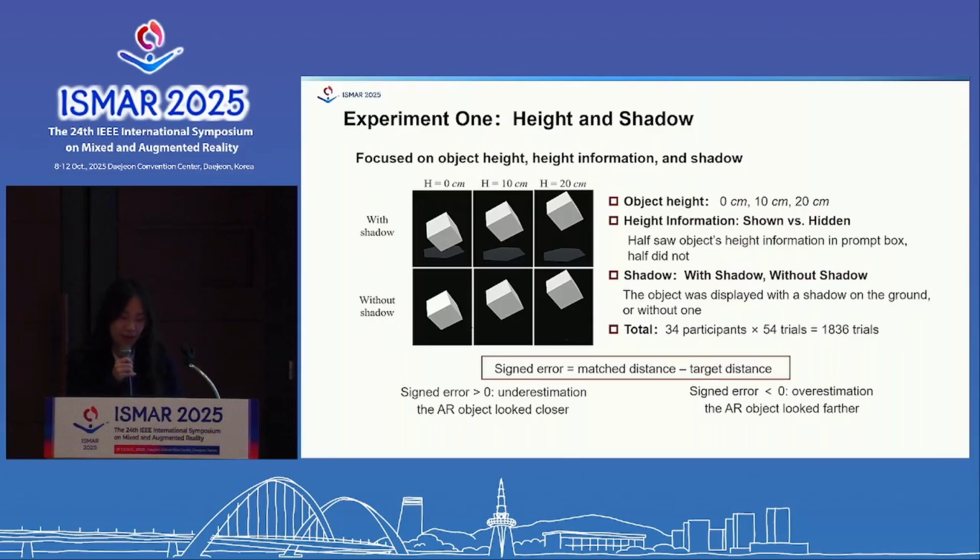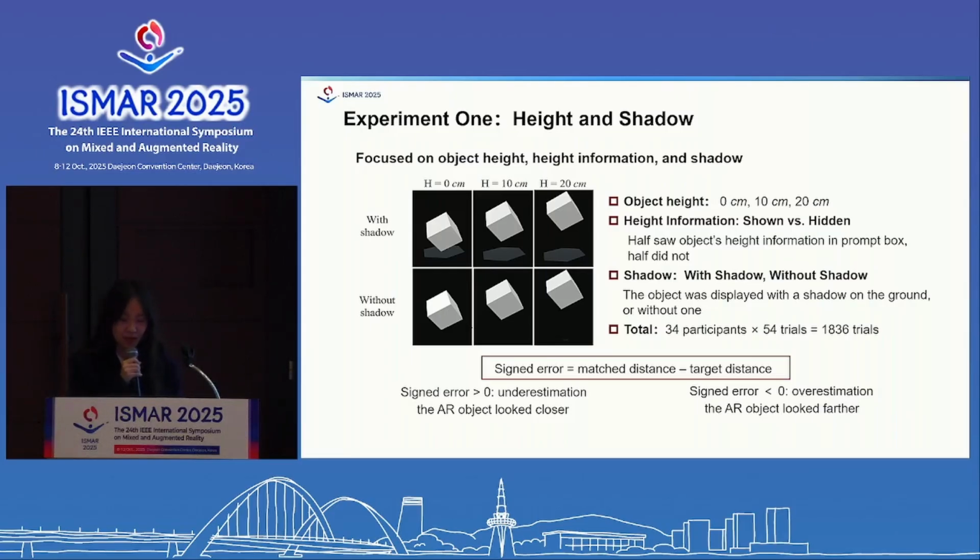Here is our experiment 1, height and shadow. This experiment focused on the object height information and shadow. For object height, we set 3 levels from 0 centimeters to 20 centimeters. For height information, half of the participants saw object height information in a prompt box, but half didn't. For shadow, the object was displayed with a shadow on the ground or without one. There are 18 conditions and 36 trials in total.